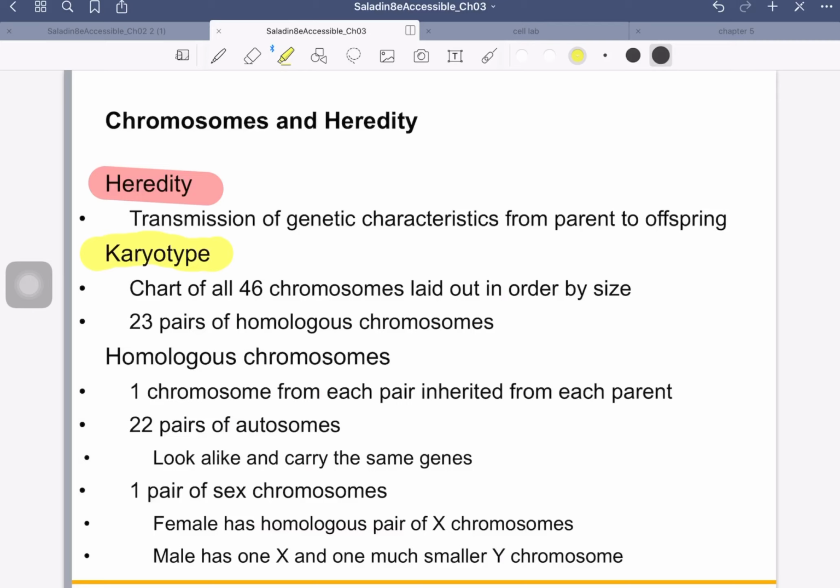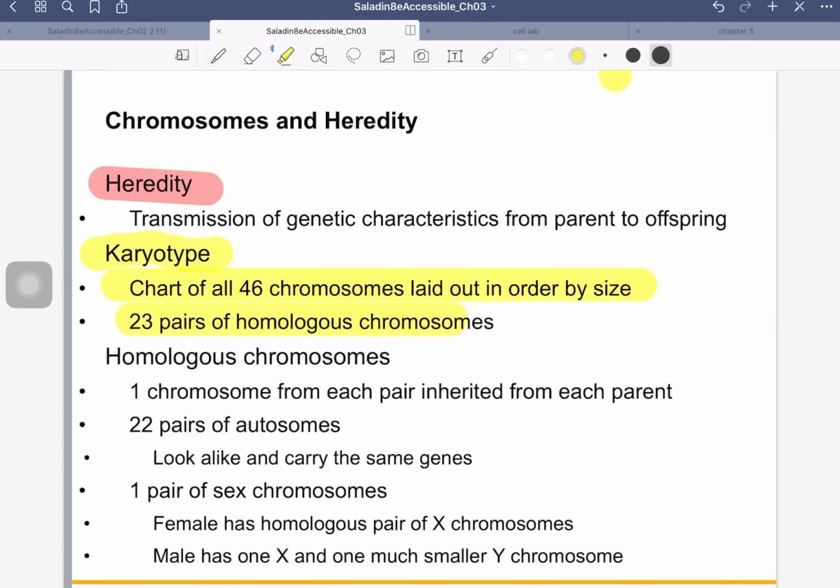So you harvest the cells, take a blood sample or tissue sample, you grow the cells, and then you prepare them in such a way that the chromosomes are in basically a metaphase type look, and then you lay them out in order. So it's basically a constructed chart of all 46 chromosomes laid out in order of size. And there's 46 chromosomes, yet there's 23 pairs of homologous chromosomes.